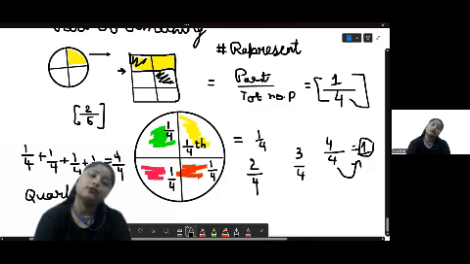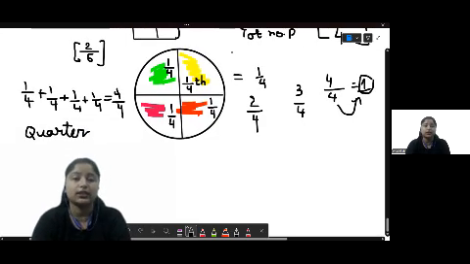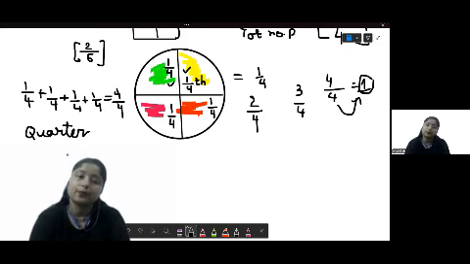What is a quarter? A quarter is 1/4 of something. Now, let's come to the next thing. If you have noticed, if you join two quarters, let's say this one and this one, it's going to be half, right? Half of the whole pizza, if you will see.